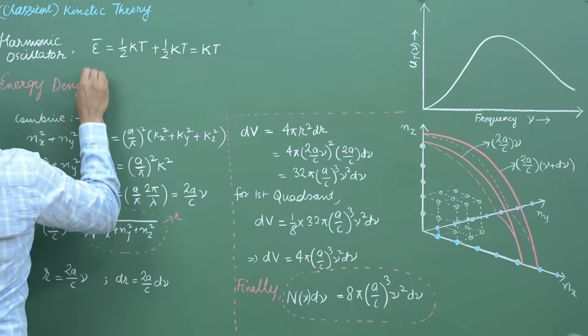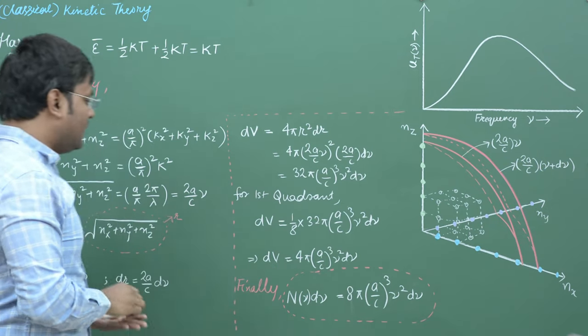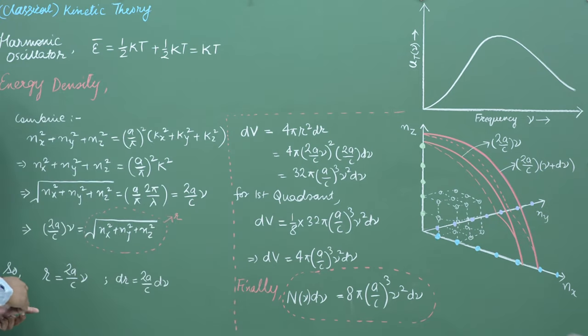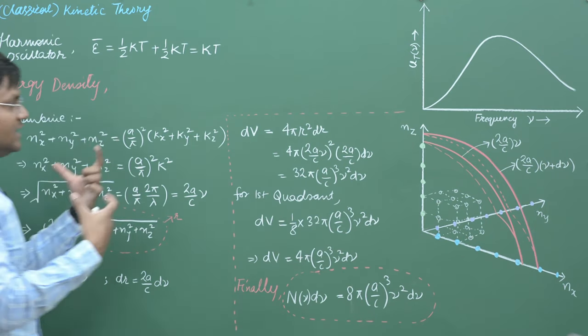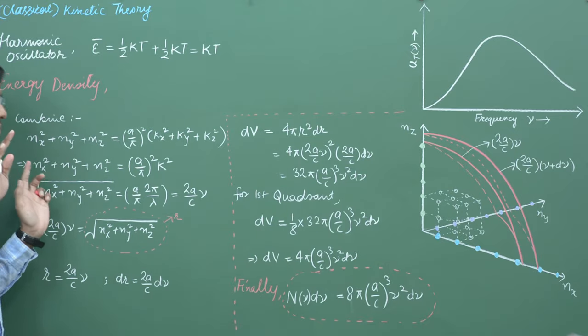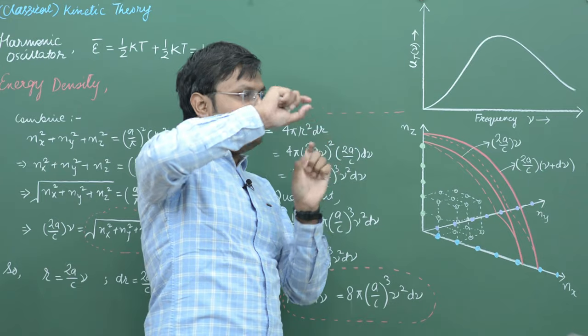What is energy density? Energy density is essentially the number of standing wave patterns multiplied by the average energy, divided by volume per unit time, right? Now, initially, when I calculated the blackbody radiation, we did it for a cavity hole.